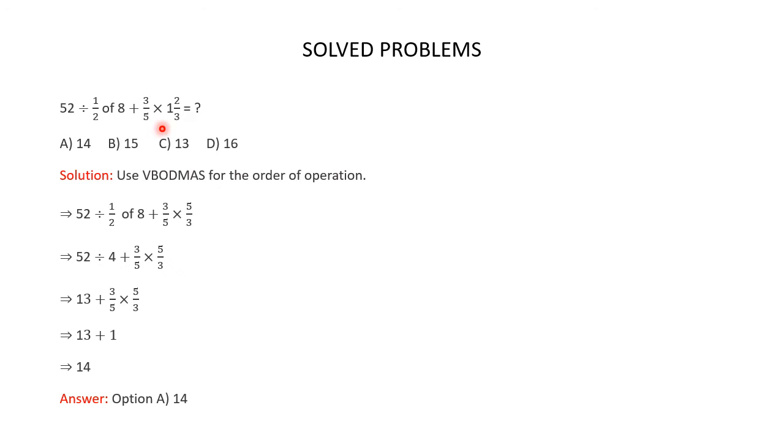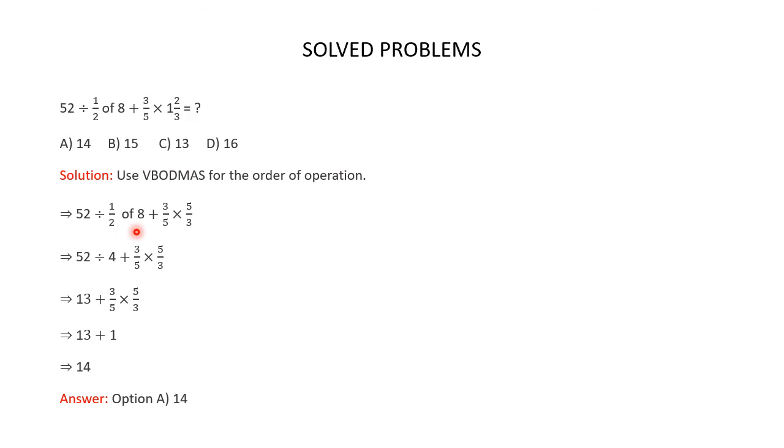Here in this expression, we have a mixed fraction. First, convert this mixed fraction into an improper fraction. So 3 multiplied by 1 plus 2 is 5 by 3. So you get the expression now as 52 divided by half of 8 plus 3 by 5 multiplied by 5 by 3. Now solve for of.